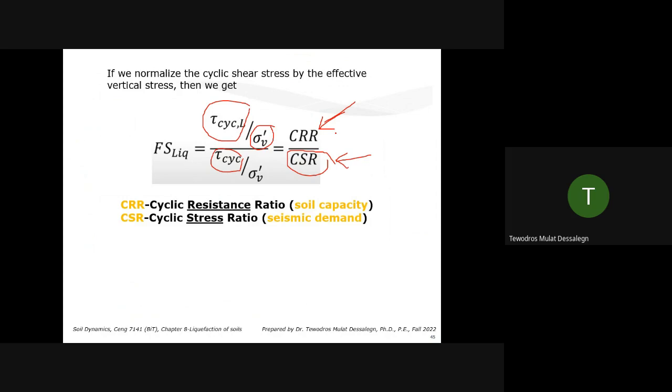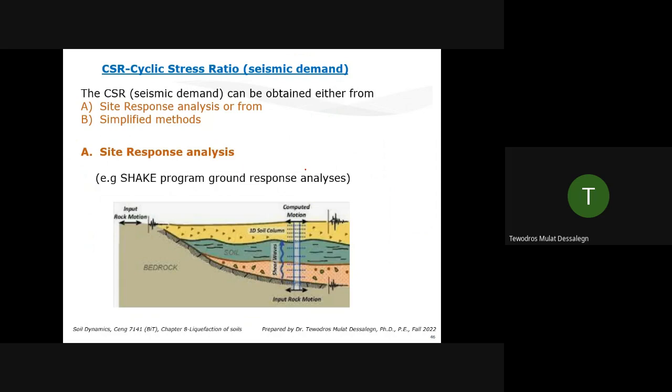So we are going to evaluate if a soil liquefies or not. CSR, cyclic stress ratio, this is a seismic demand. CSR can be obtained either from site response analysis or from simplified methods. Site response analysis, we're going to cover it in detail in chapter 9, next chapter.